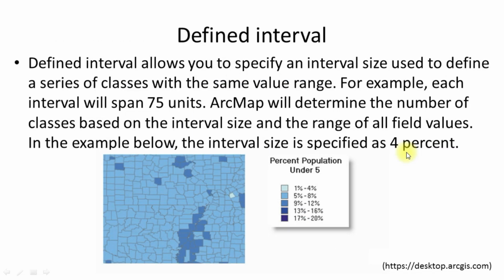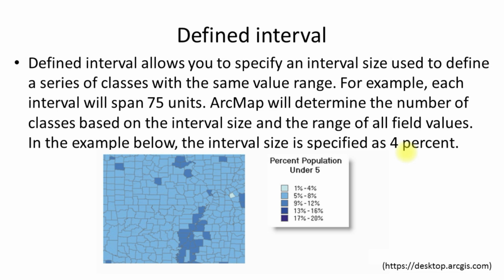The next one is defined interval. Defined interval allows you to specify an interval size used to define a series of classes with the same value range. For example, each interval will span 75 units. ArcMap will determine the number of class breaks based on the interval size and the range of all field values. In the example below, the interval size is specified as 4%.